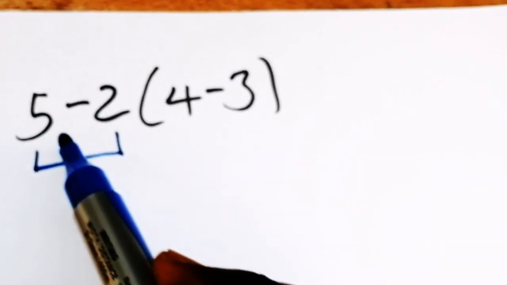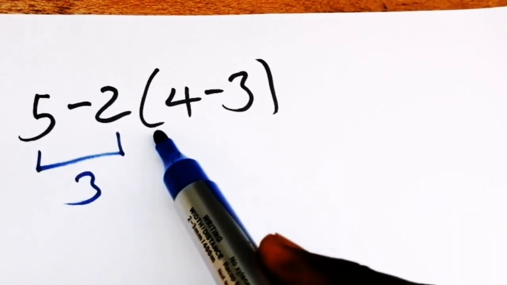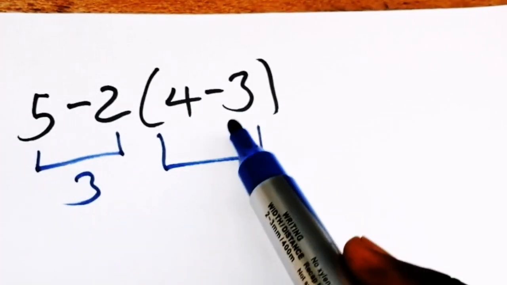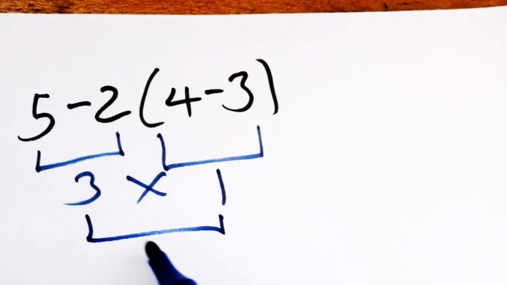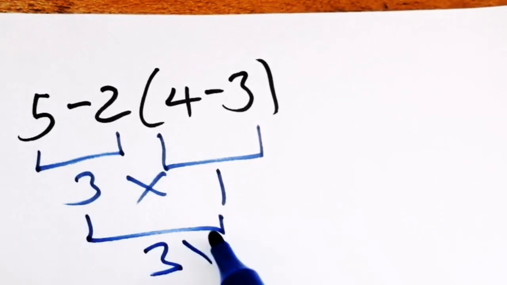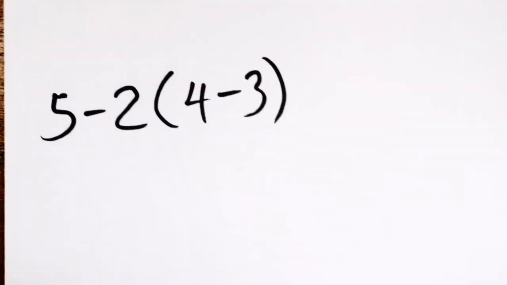5 minus 2 which equals 3. Here 4 minus 3 which equals 1. Then 3 times 1 which equals 3. But this answer is not correct.